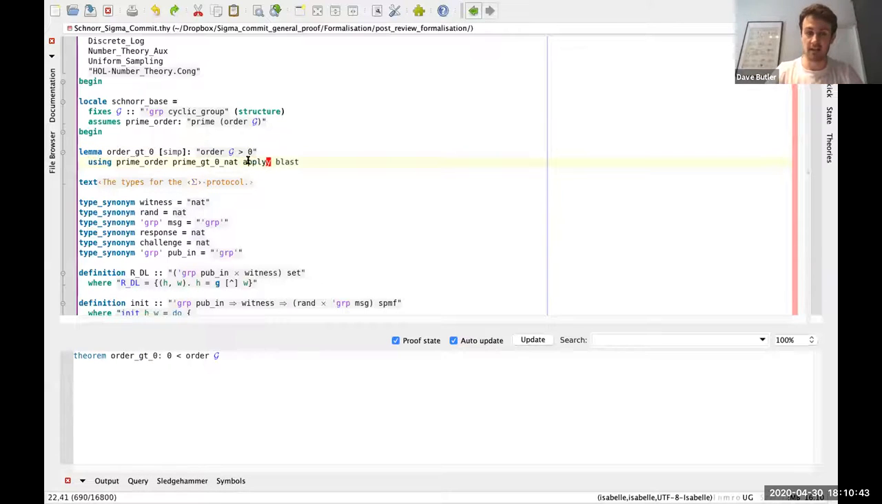And this line that I've just altered here is proving it. We don't need to worry about what this command means, but it's now saying, okay, I've got no subgoals.